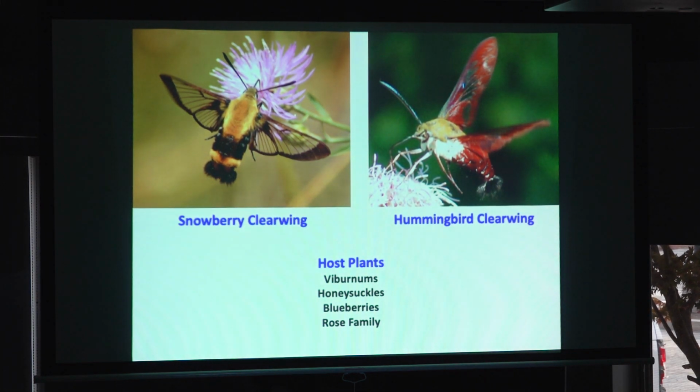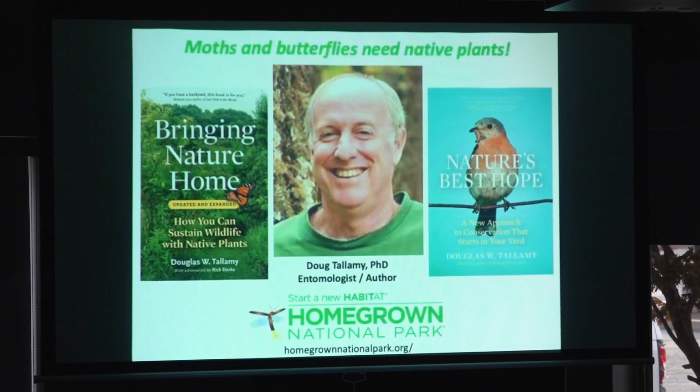And perhaps you've seen the clearwings or the hummingbird moths, as they're sometimes called. They look like hummingbirds. They behave like hummingbirds. They're large and they hover over flowers. Host plants include viburnums, honeysuckles, blueberries, and anything in the rose family. And there are a lot of plants in the rose family.